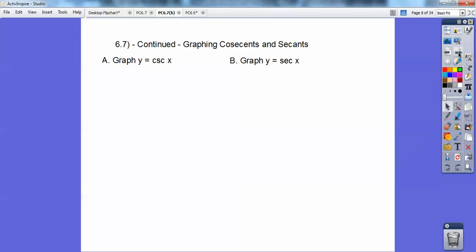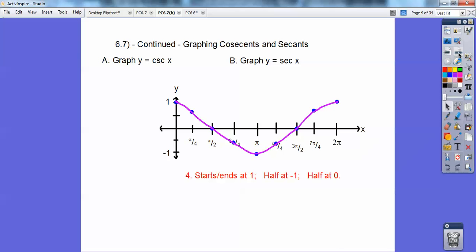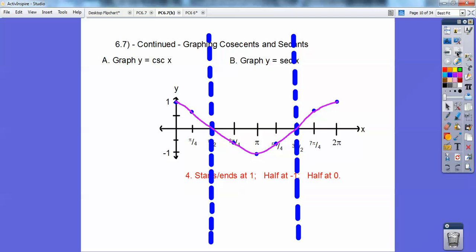Okay, let's graph the secant curve. Let me remind you what the cosine curve is. The cosine curve starts and ends at 1, halfway at -1, with zeros in between. The secant is the reciprocal of cosine. So where the zeros are on cosine, there are going to be asymptotes. Then horseshoes off in the middle, and then they just flare up to the right.